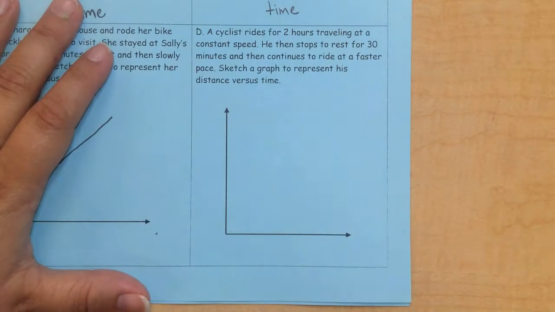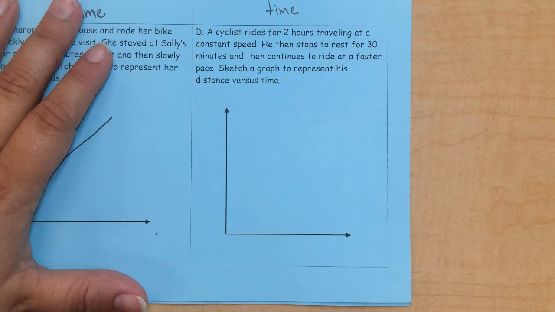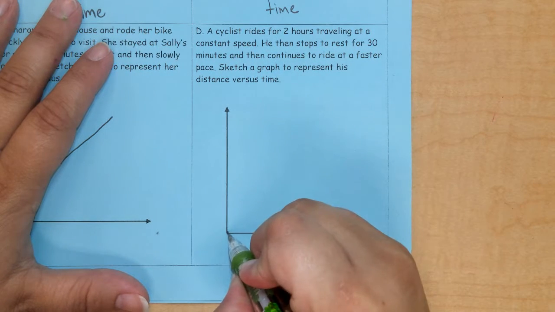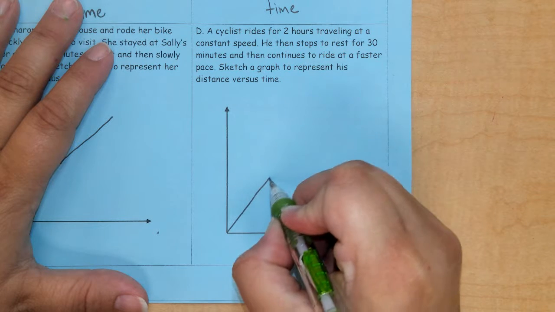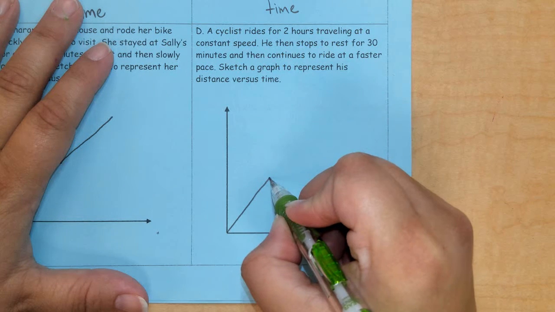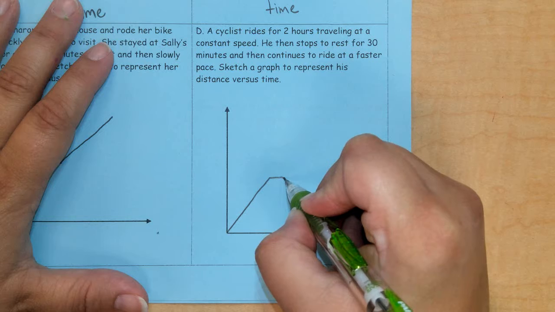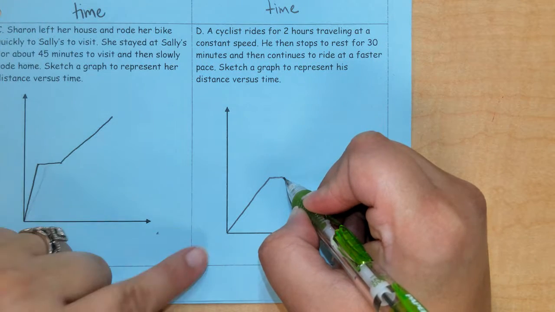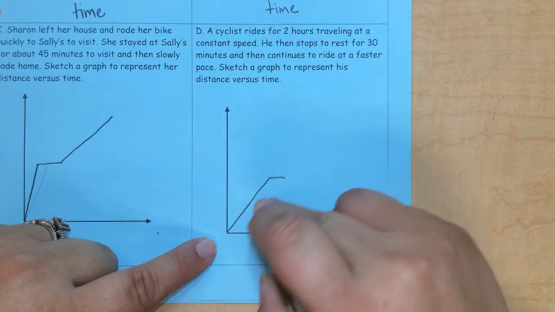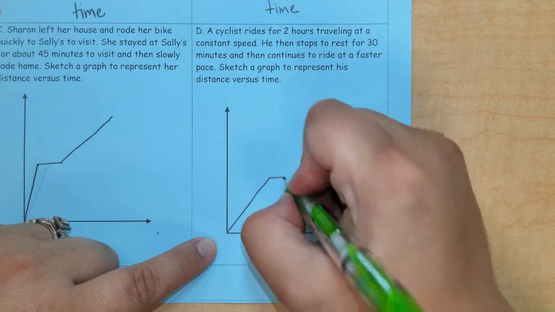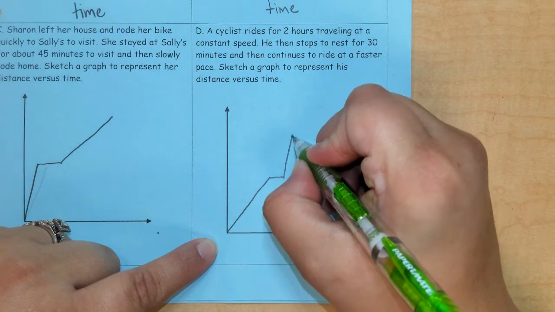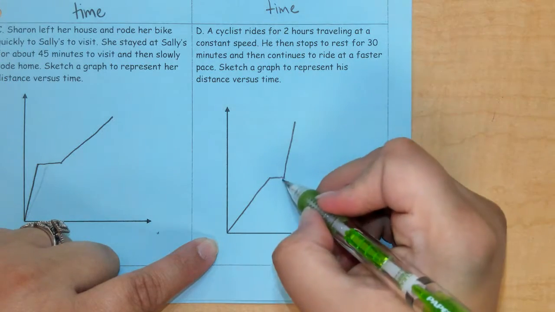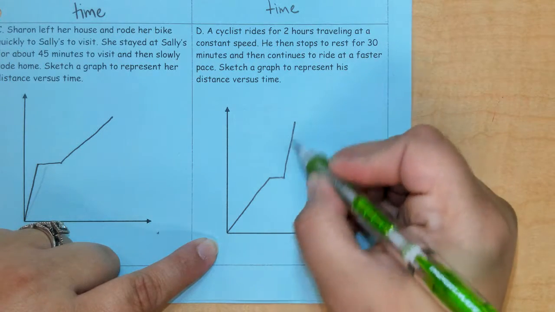And then lastly, a cyclist rides for 2 hours traveling at a constant speed. Okay, so this is the constant speed. He stops for 30 minutes, very short amount of time, and then he continues to ride at a faster pace. So instead of having this just kind of casual ride, he now is going a little bit quicker. So we're going to make it a little bit steeper. Okay, not quite vertical, but just a little bit steeper.